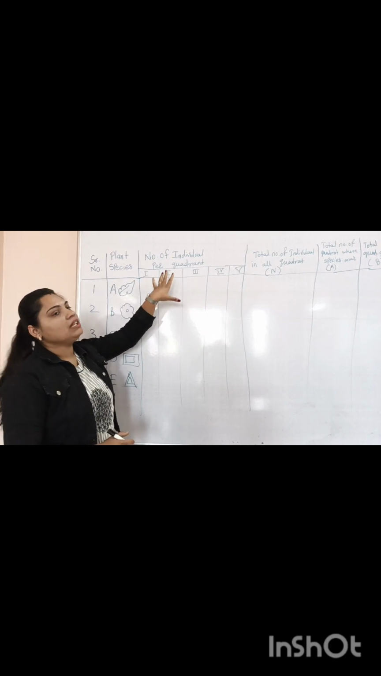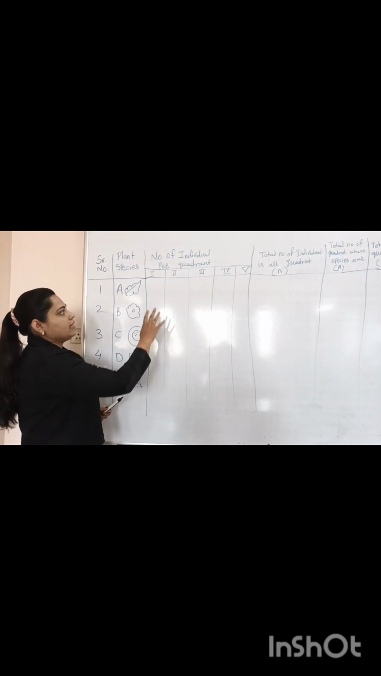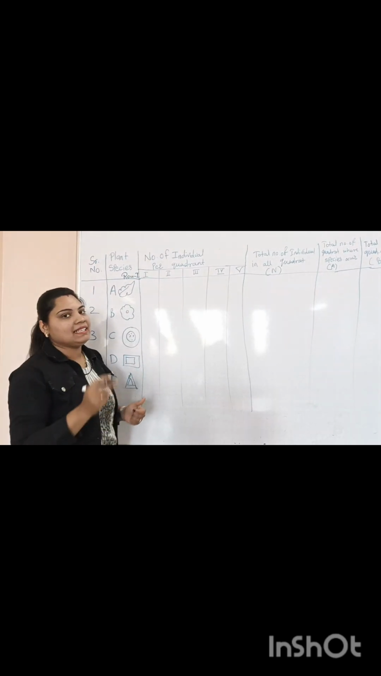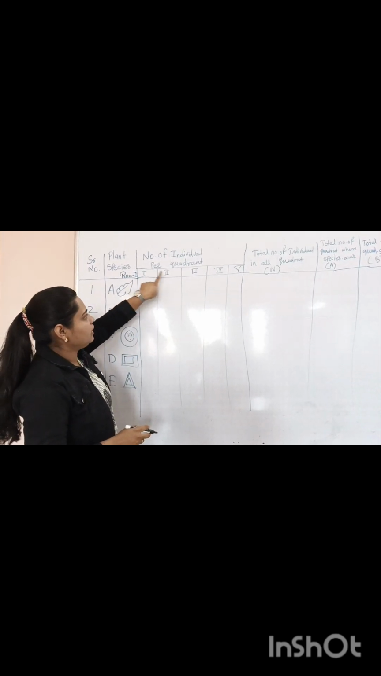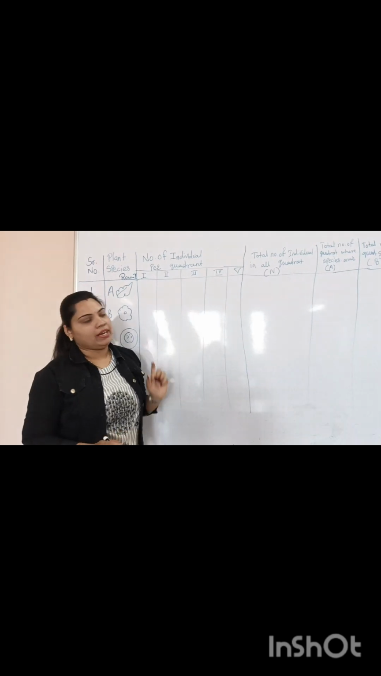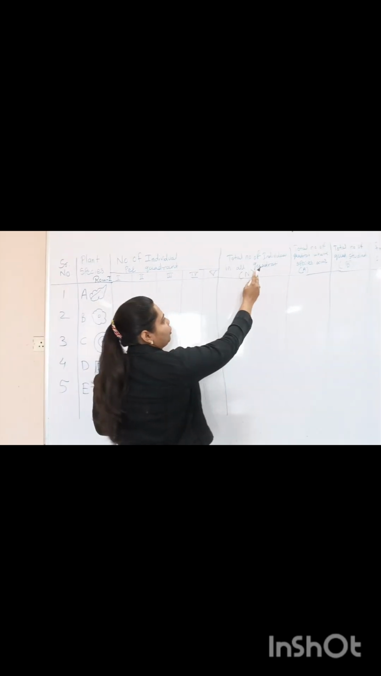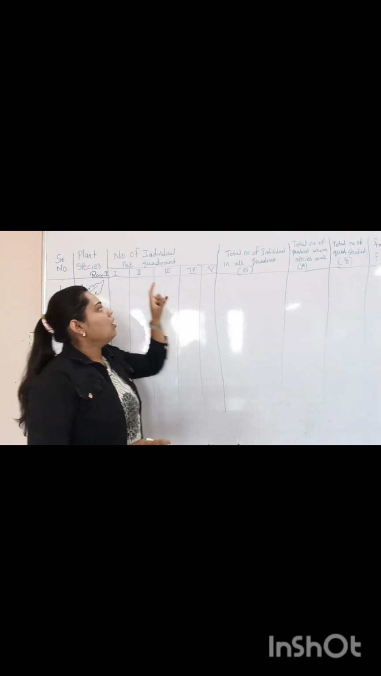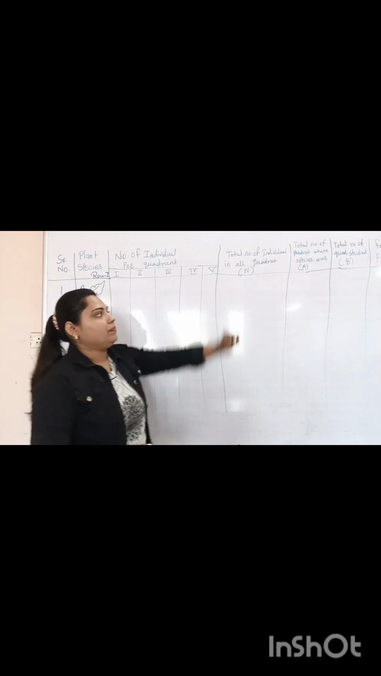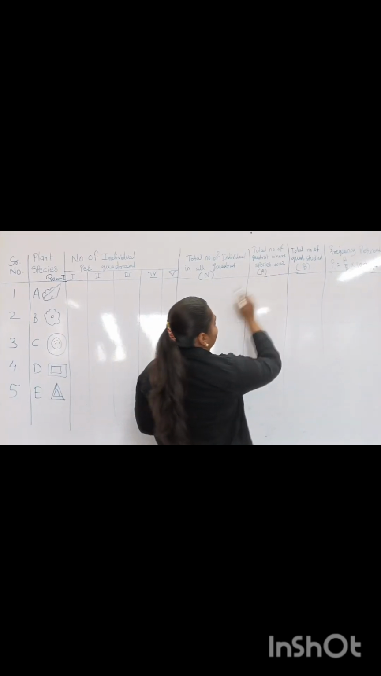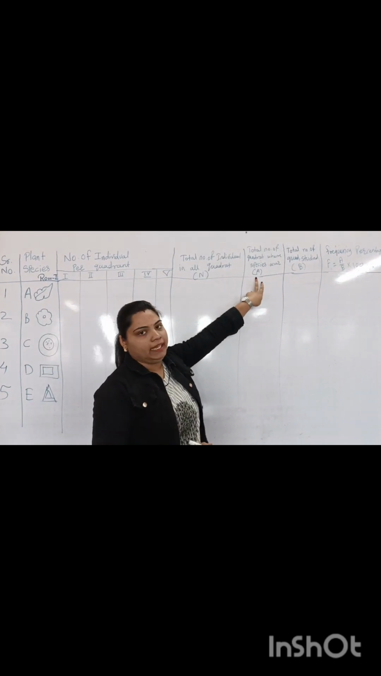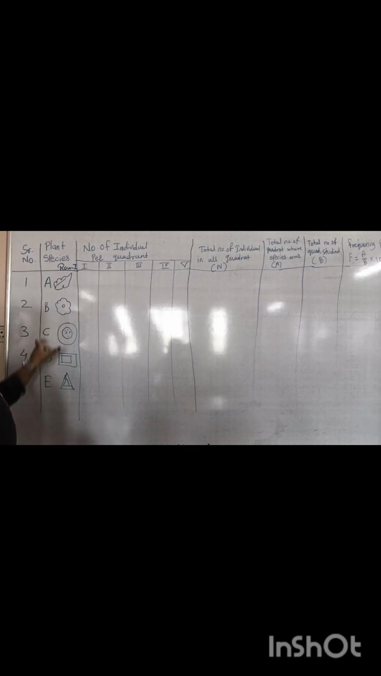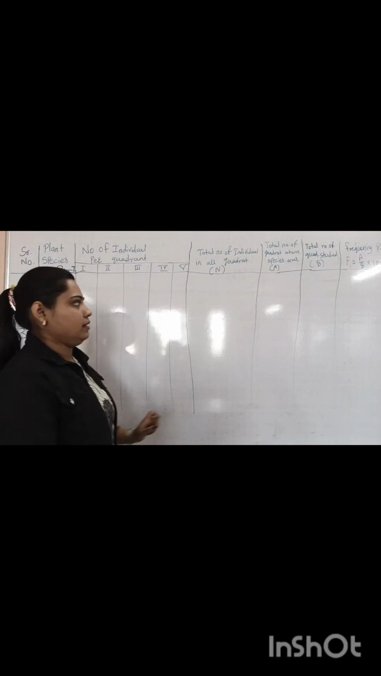Now, number of individuals per quadrant we have to calculate. Firstly, we have to take row 1. As we see in the chart, row 1 has quadrant 1, 2, 3, 4 and 5. Next is total number of individuals in all quadrants. We have to take the summation, that is n. All of the quadrant summation is n. Next, total number of quadrants where species occur is your A. Total number of quadrants studied is your B, which means 5 is your total number of quadrants.